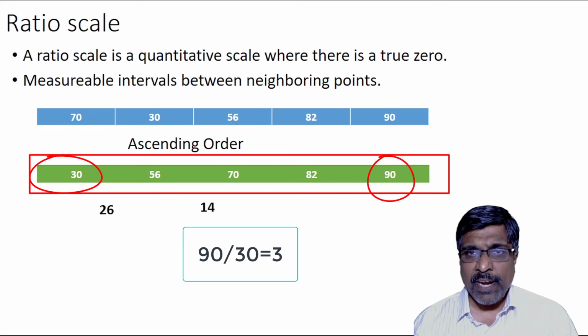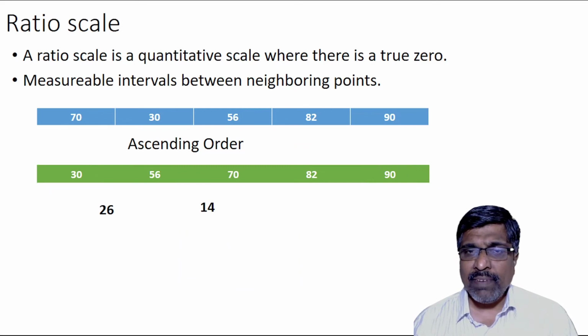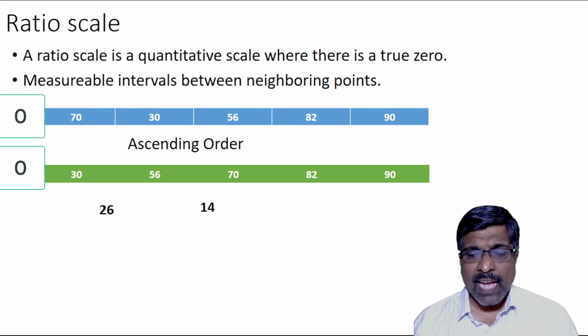Another important point to be noticed here is, you can have a true zero in a ratio scale. What is the meaning of a true zero in a ratio scale? I can have 0 as the marks scored by a particular student. Now when I have 0 as the marks scored by a particular student, what does that mean? It means that the student has not taken the examination. If the student has not taken the examination, naturally he would get a 0. Or a student has taken the examination and he has got all the answers wrong. Even then he gets 0.